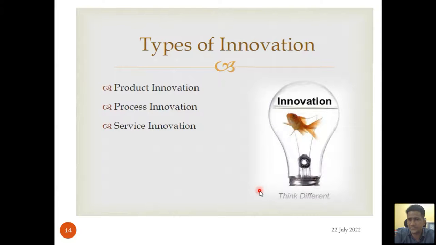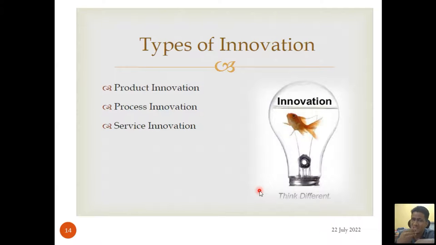Product means, as I told you earlier, the television which was invented earlier. The mobile phone, bicycle, motorcycle, scooters, these are all product innovations. That means we are doing innovation in the product, in the goods and facilities we are creating. Every time we are making more products. For example, LED lights. They did not come directly to the LED light. We started with the bulb and like this.